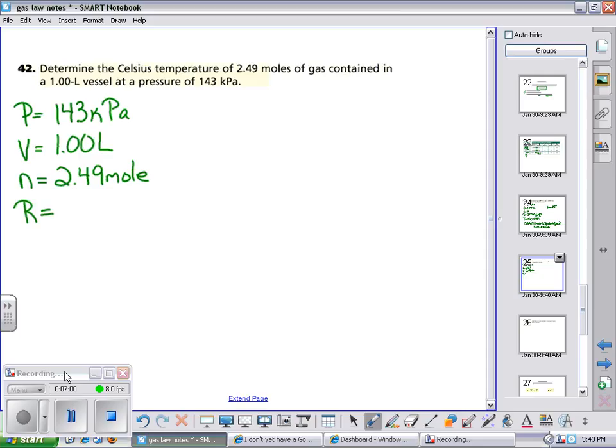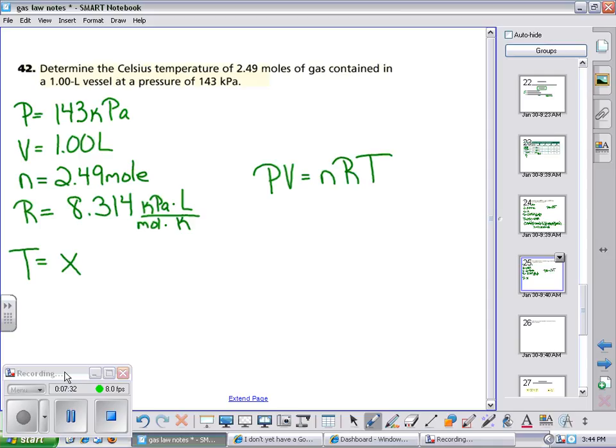The R value for this particular problem, since the pressure is in kilopascals, you have to use the R value for kilopascals, which is 8.314. And the unit, oops, it should be liters times kilopascals, but that's okay. Mole times a Kelvin. And then the temperature is what we don't know. That's what we're looking for. So the ideal gas law, PV equals nRT. And we go ahead and we plug our stuff in here.